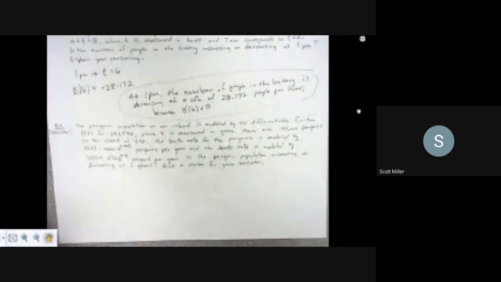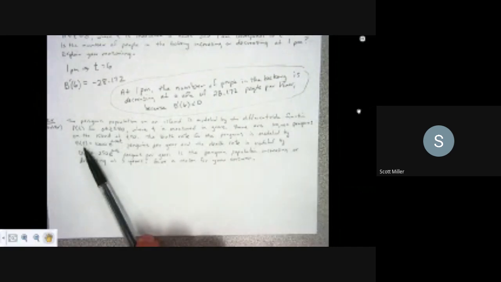Here is an example that we're going to be looking at. See if you can see it here. All right. The penguin population on an island is modeled by the differential function P of t for 0 to 40, and t is measured in years. P of t is the penguin population. There are 100,000 penguins on the island when t equals 0.